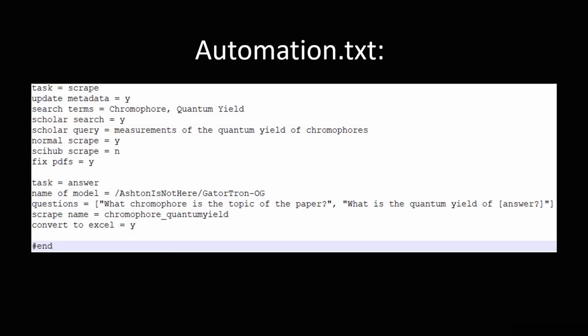So here we can see an example script that does everything I just walked you through, but in a way that can be batched on the Wayne State University grid instead of being run interactively. It goes through and performs each task with the given values until it finds the hashtag end at the bottom of the file and shuts down.